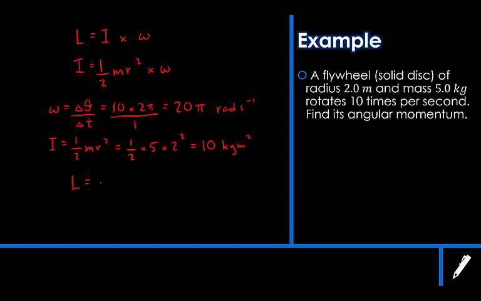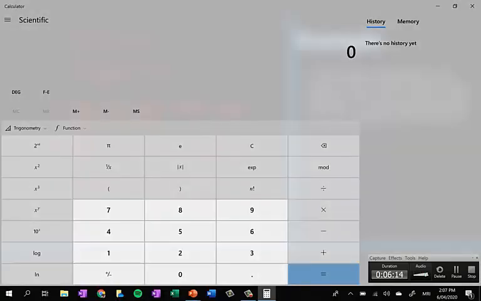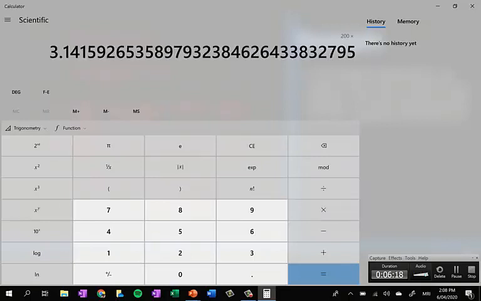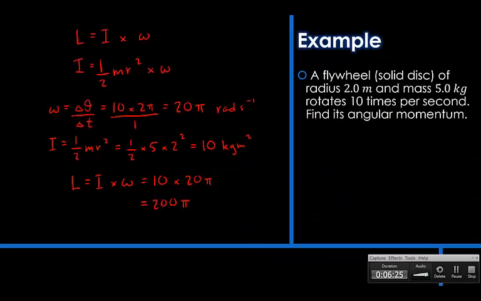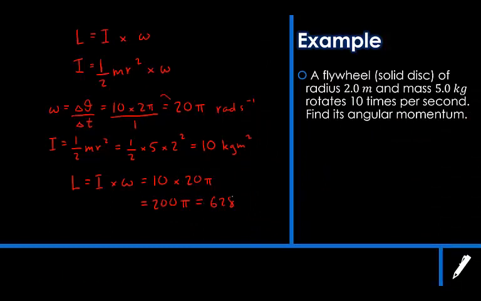So L, which is equal to I times omega, is just going to be 20 pi times 10, which is equal to 200 pi, or 200 times pi is 628 kilogram meters squared per second. Okay, so that's how we use this equation to determine the angular momentum.